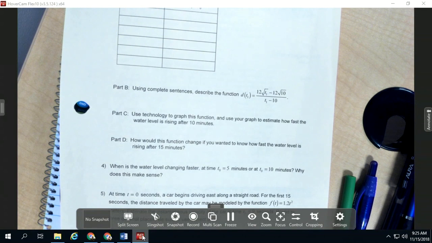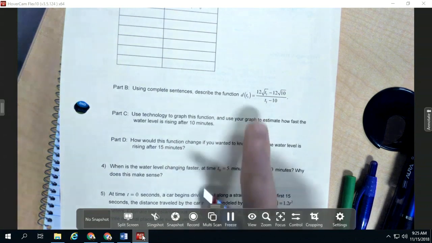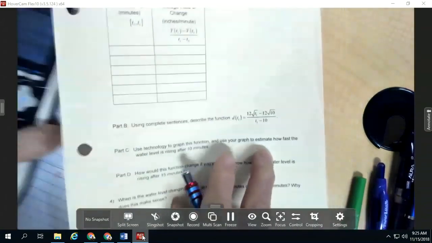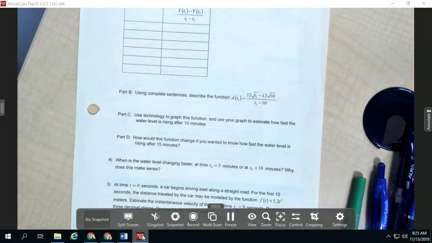Part D. We're going to change this average rate of change function from giving us the depth at 10 minutes to giving us the depth at 15 minutes. Write it down and see if the person sitting next to you has it correct. Change this formula to finding the depth after 15 minutes.